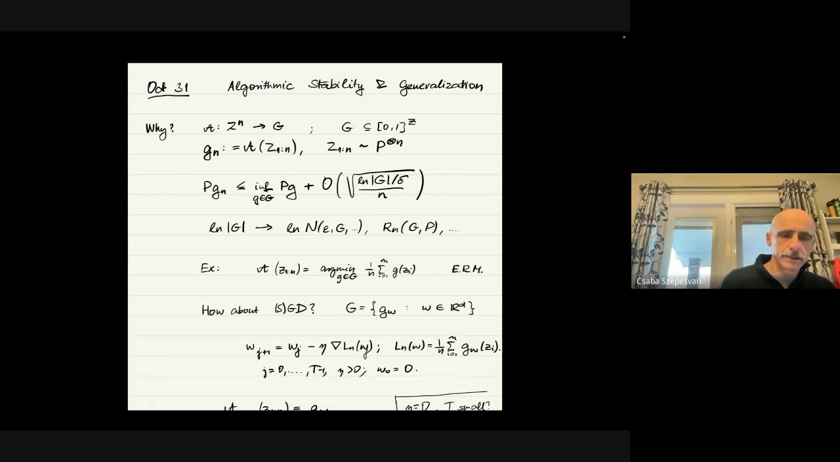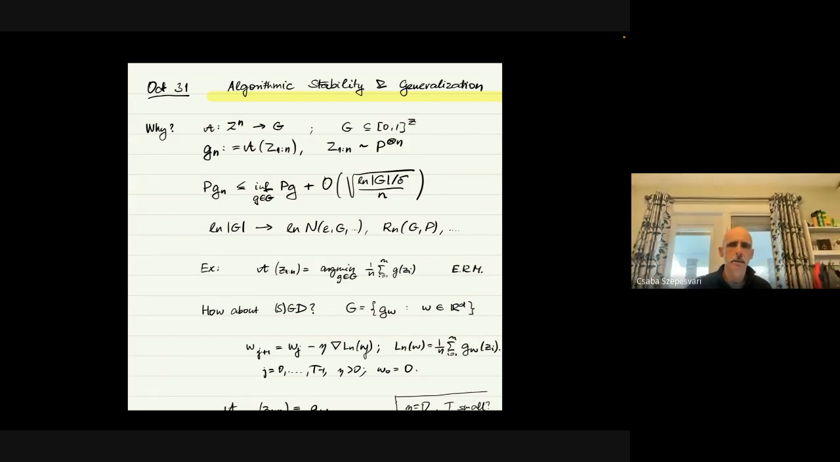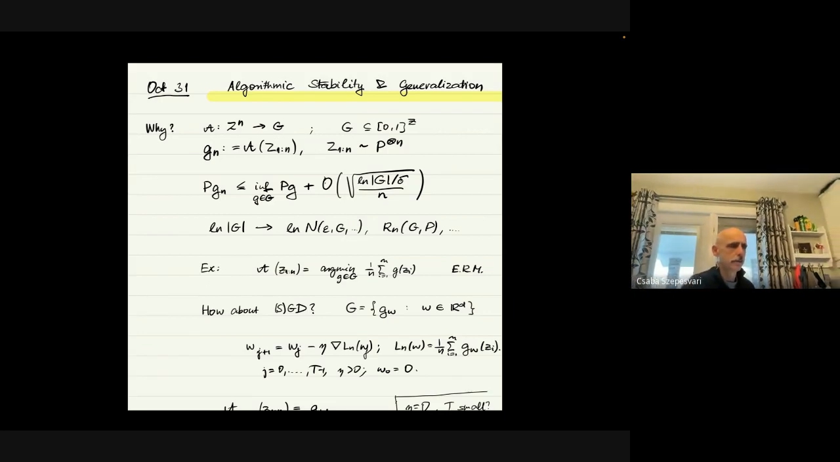All right, so let's start. So I want to talk about the next chapter, algorithmic stability and generalization. Fun stuff. So why do we care about this? I guess this is a bit weird because I'm looking at the screen of the other computer. This is the one that records.